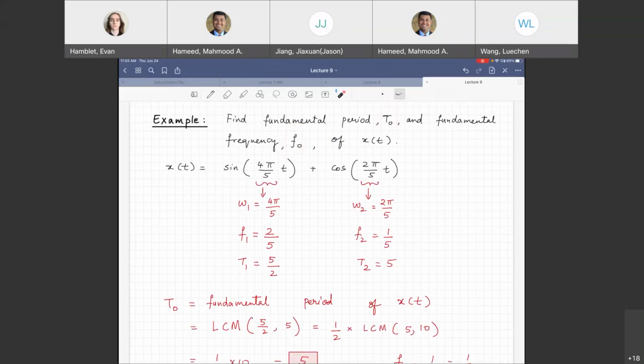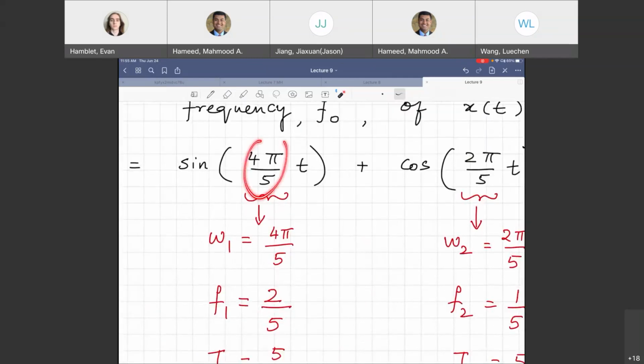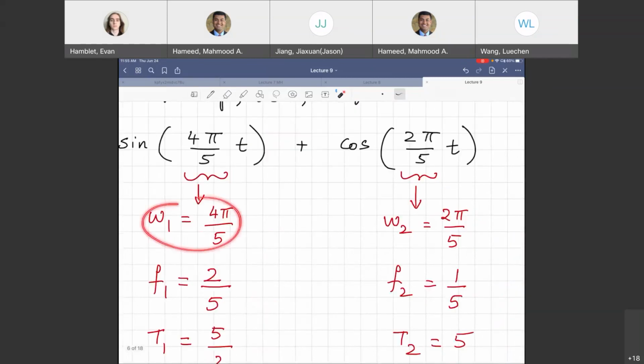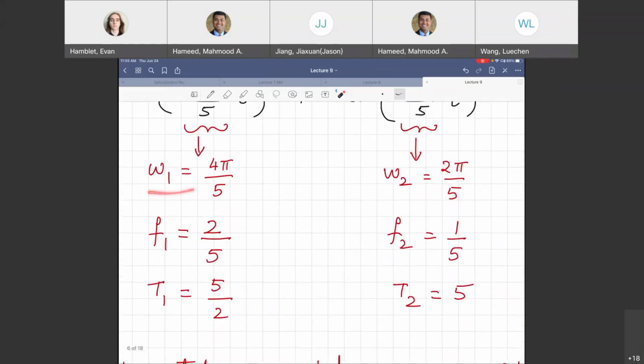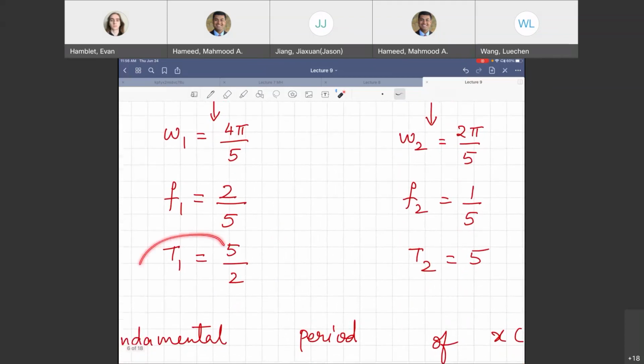So let's try to find omega 1 and omega 2 first. Omega 1 is 4 pi divided by 5. I don't even need to convert the sine to a cosine or the cosine to a sine here. I'm just worried about the frequency and time period. Omega 2 is 2 pi divided by 5. If you know omega, you can find f, just divide it by 2 pi. When you divide by 2 pi, you are left with 2 by 5 over here, and 1 over 5 over there. At any stage, if things are becoming fast, just raise your hand, stop, and we'll slow it down. If you know the frequencies, then you invert them to get the time period. 2 over 5 becomes 5 over 2, and 1 over 5 becomes 5.